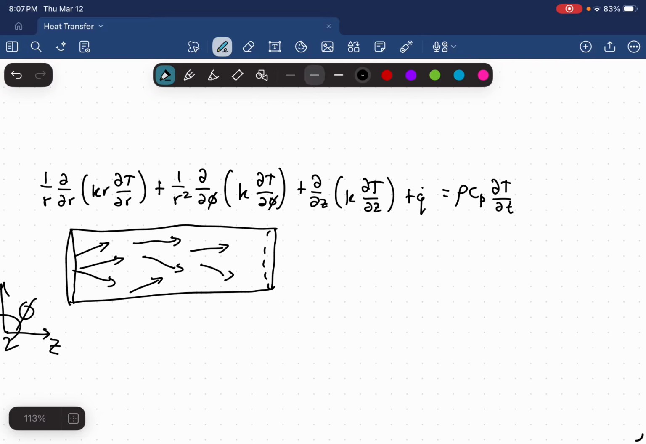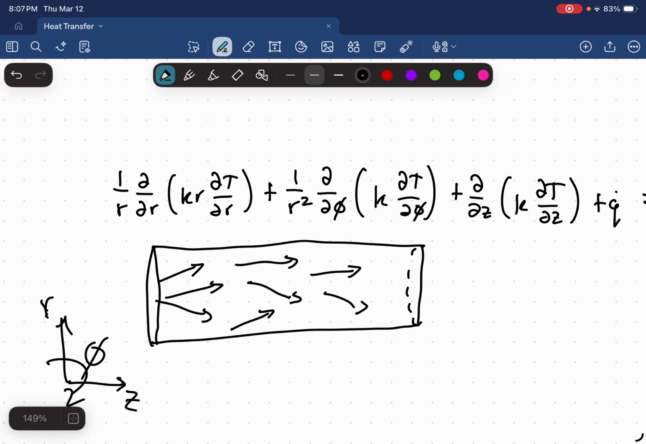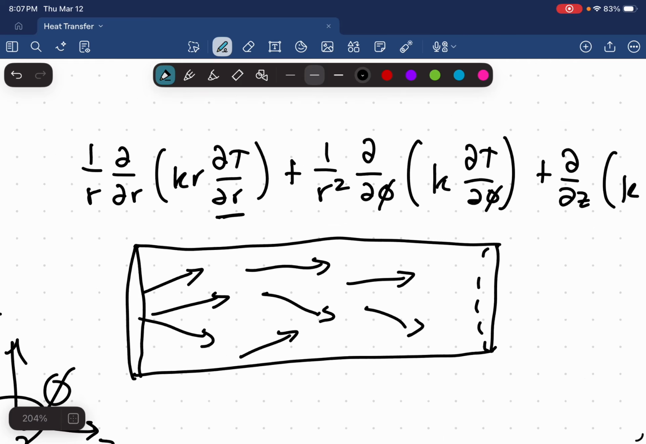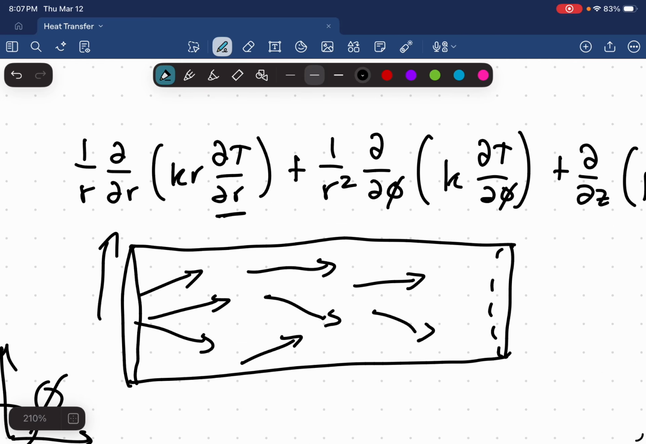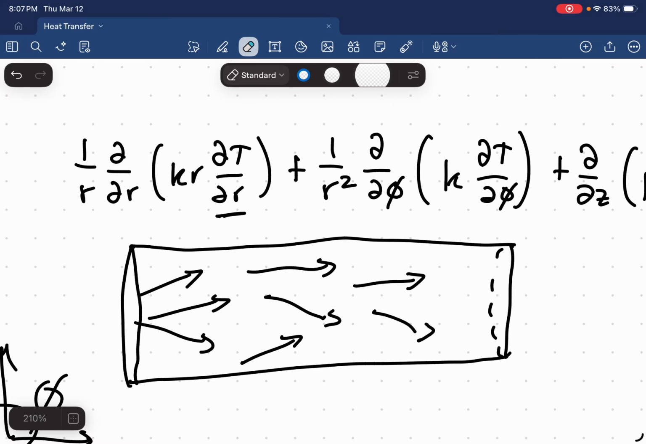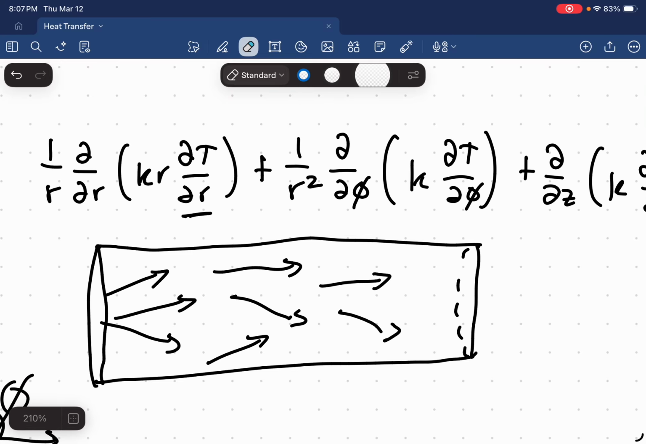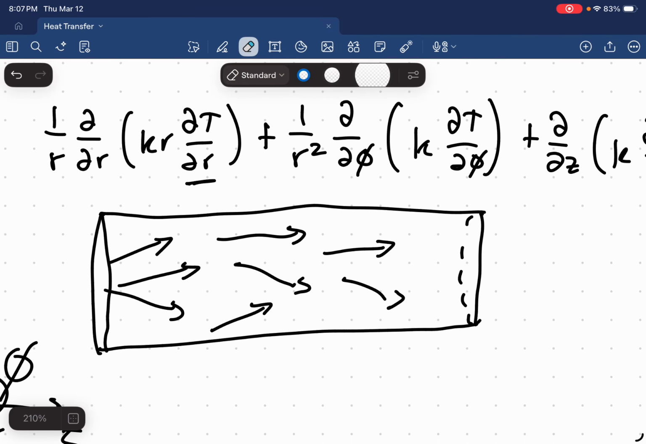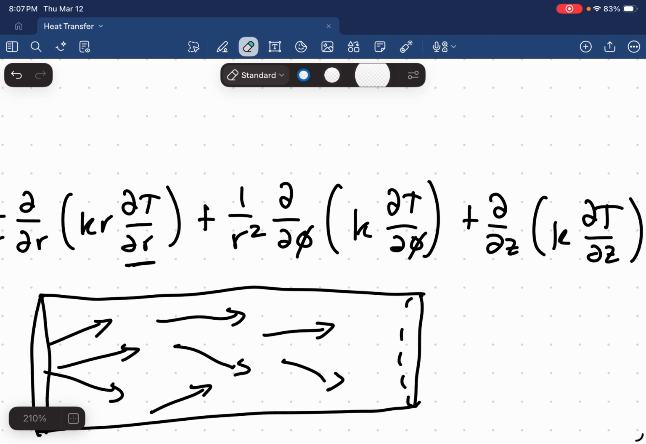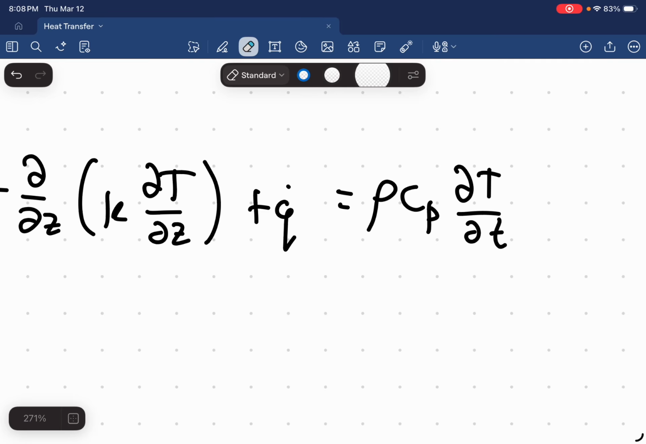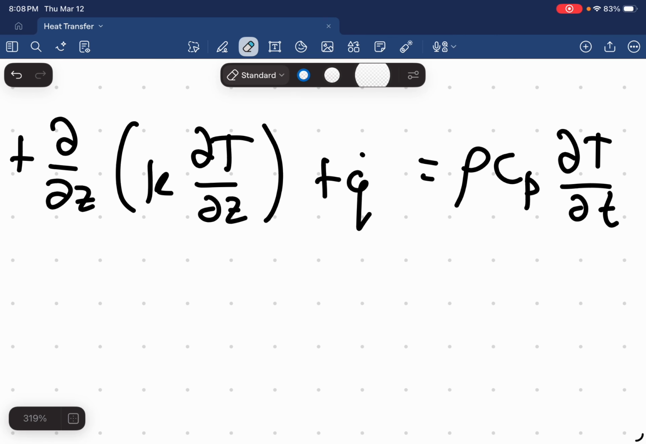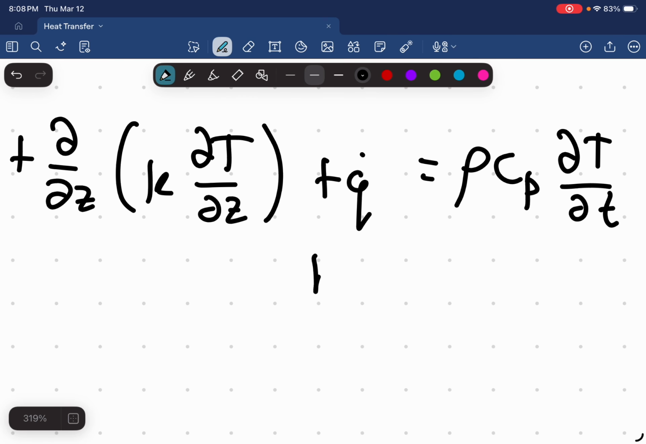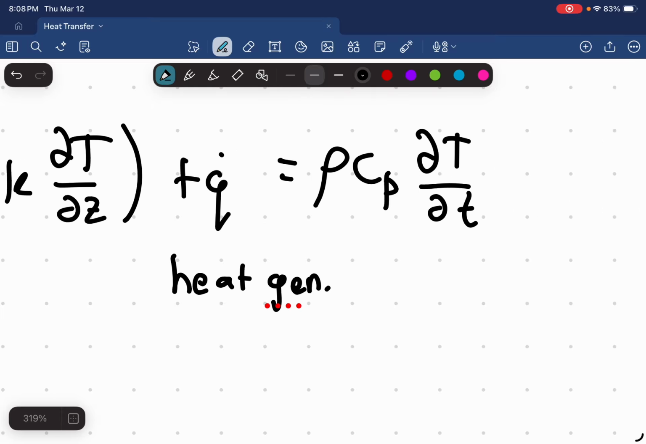Okay, so this derivative represents the radius direction, going along the radius, so going up basically. The phi is at an angle, and the z direction goes along the length of whatever tube you have. The q dot represents your heat gen. And this depends on time.